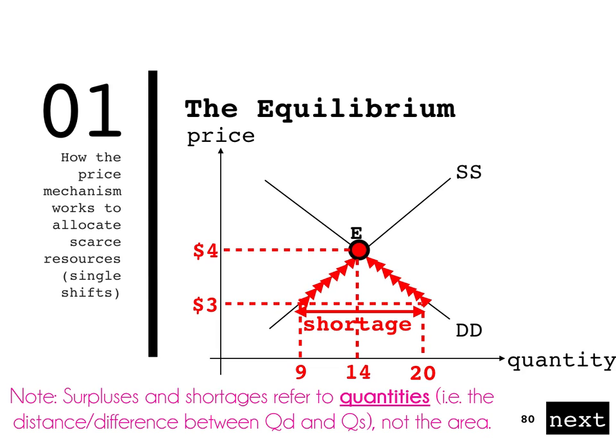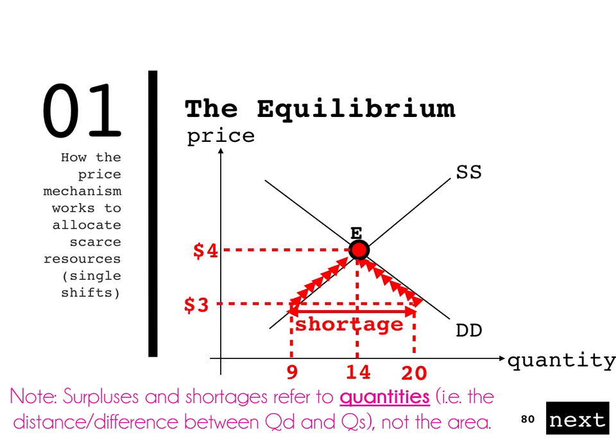At this point in time, you need to take note that surpluses and shortages refer to quantities, which means the difference between QD and QS, and not the area.